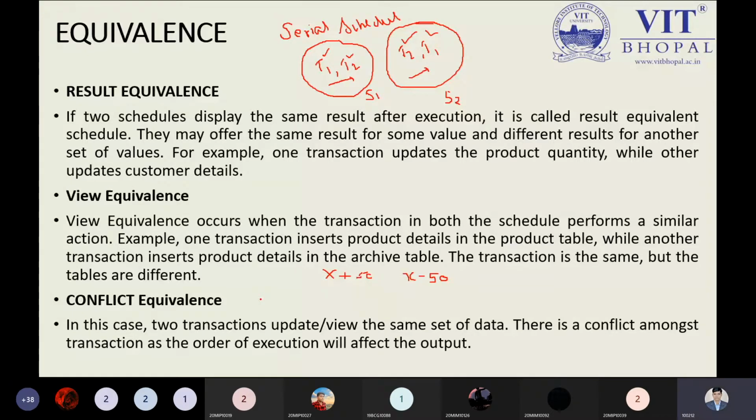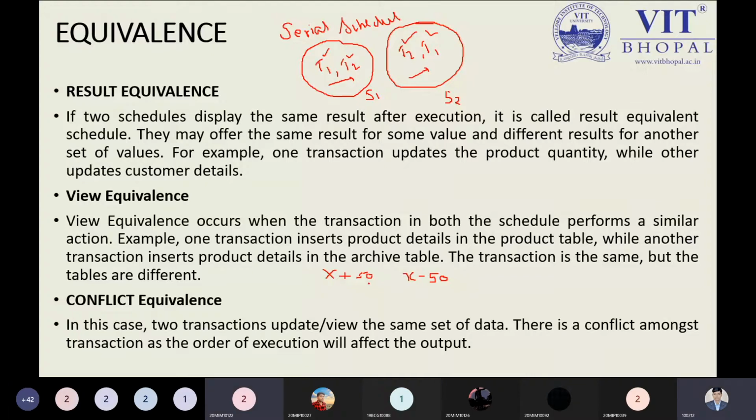Now, is it clear to all right now? In result equivalence, we have two types: one is view and the other is conflict. You can understand this right now. We are expanding our lecture from the previous class. From our last class observation, this is a continuation of our previous class. We are just looking at the equivalence. As we have discussed, there are three types of equivalence. What are those? Result, view, and conflict. Now is it clear to all? Yes, tell me. Is it clear to all?